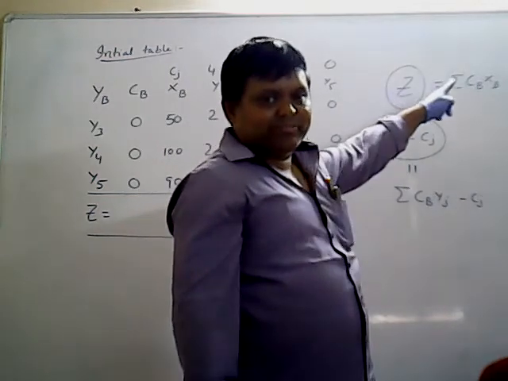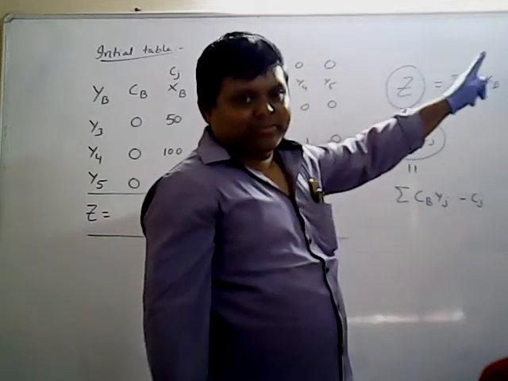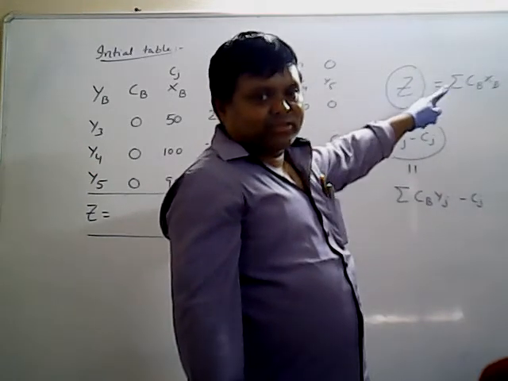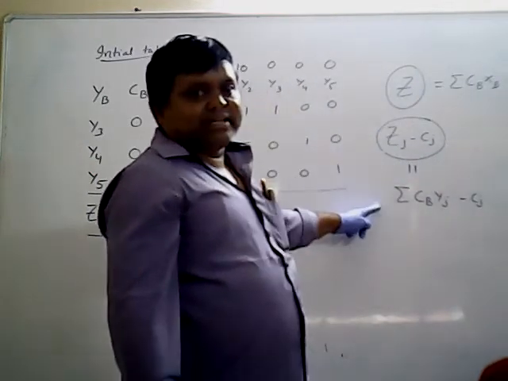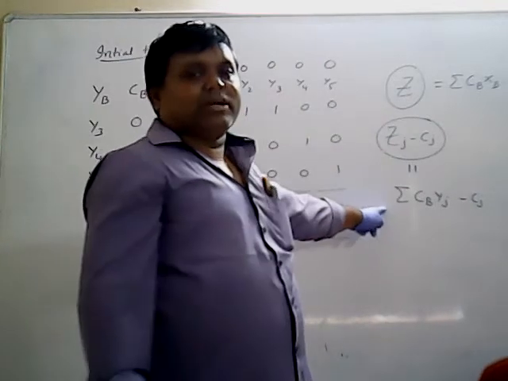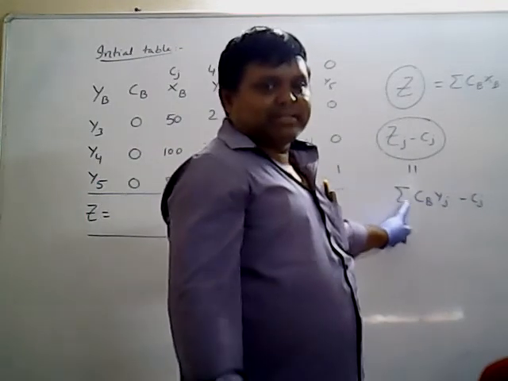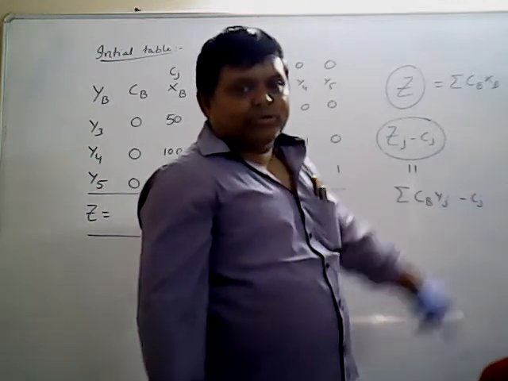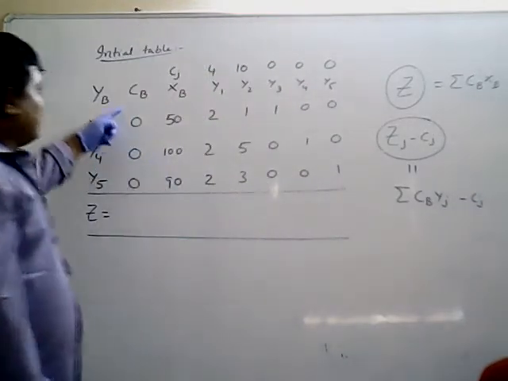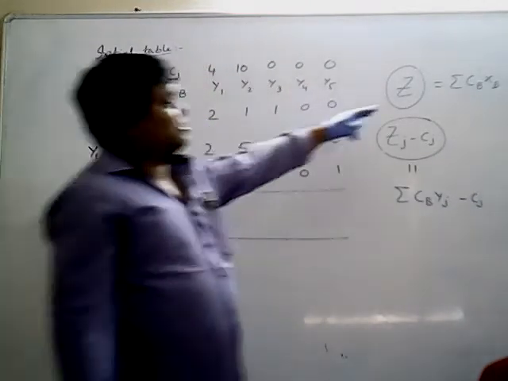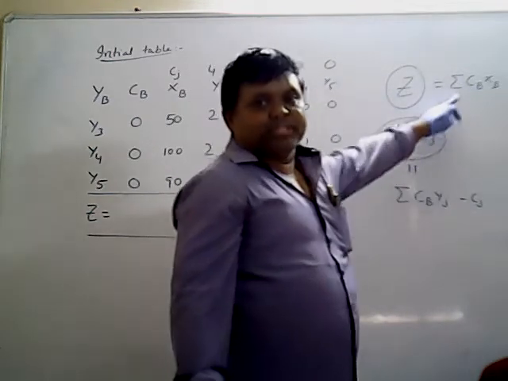What is the Z formula? Summation Cb into Xp, you multiply and then take the total, that gives the Z answer. Then you have to calculate the net evaluation. The formula is Cb into Yj, take the total, minus Cj. Now Cb, this is Cb. In both the formulas, if you observe, Cb is fixed.